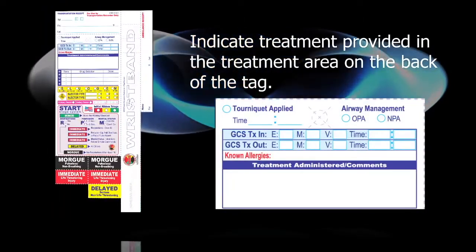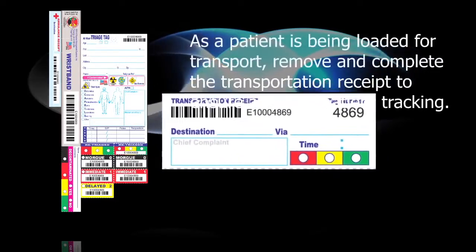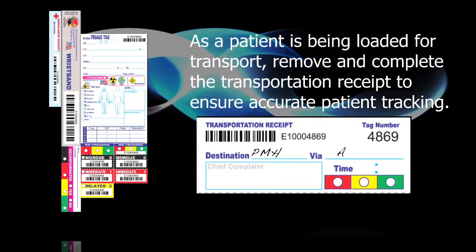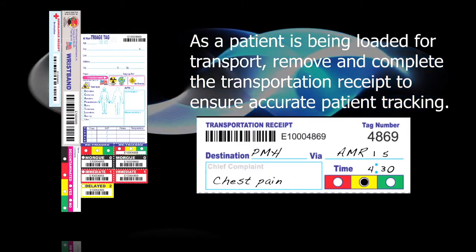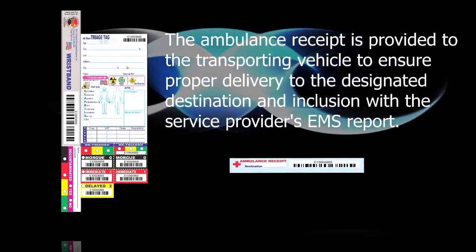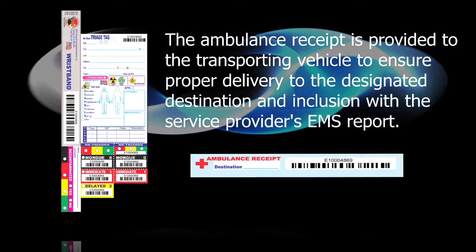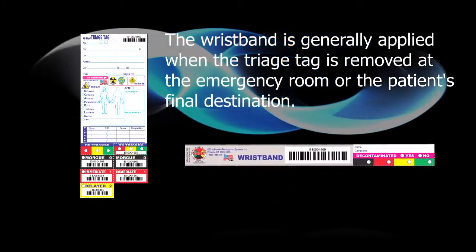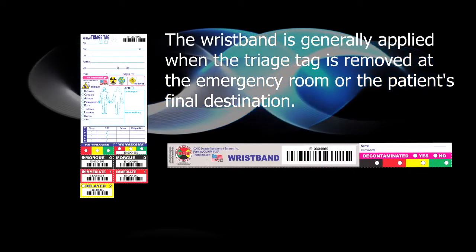Indicate the treatment provided in the treatment area on the back of the tag. As a patient is being loaded for transport, remove and complete the transportation receipt to ensure accurate patient tracking. The ambulance receipt is provided to the transporting vehicle to ensure proper delivery to the designated destination and inclusion with the service provider's EMS report. The wristband is generally applied when the triage tag is removed at the emergency room or the patient's final destination. All procedures for this tag remain the same with the exception of the use of the wristband.